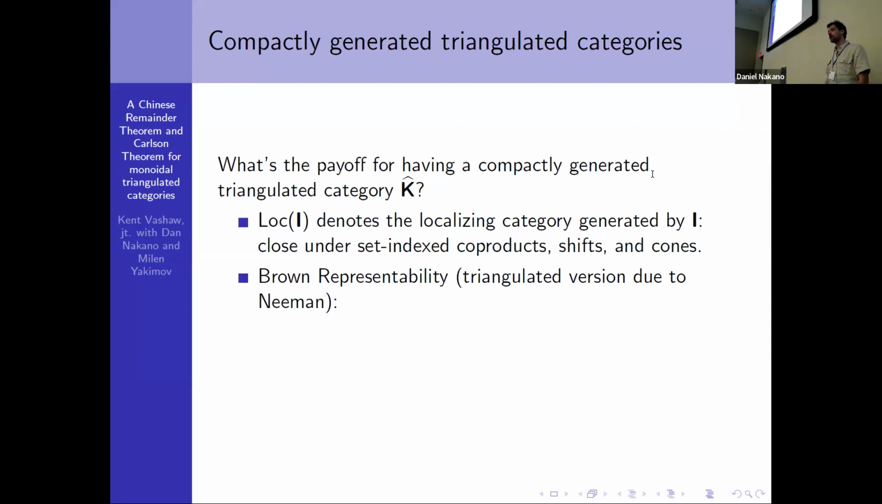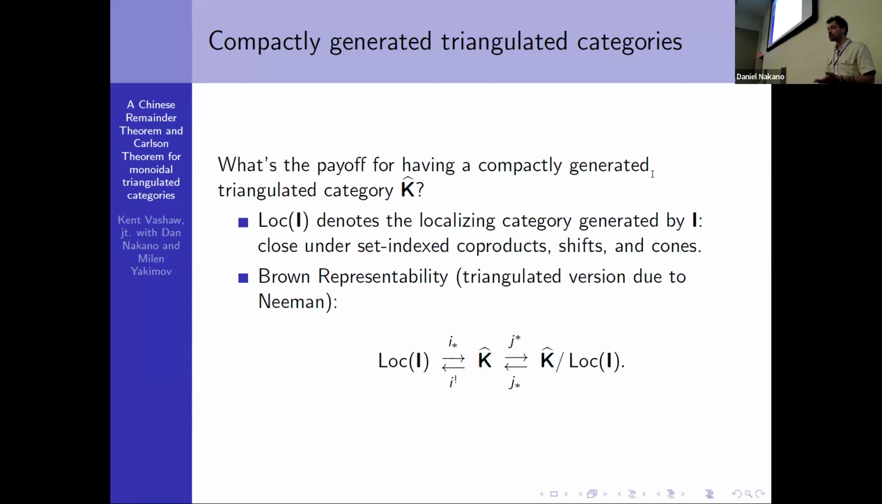Now the payoff for being in a compactly generated triangulated category is that we have access to Brown representability. This is a very general result. I think the triangulated version is originally due to Neeman. And what does this say? So here we have Loc I, where I is intended to be some fixed subcategory of the compact part K. Loc I is a subcategory of K hat. So we automatically have this functor, just the inclusion functor, which is this I lower star, which includes Loc I into K hat.